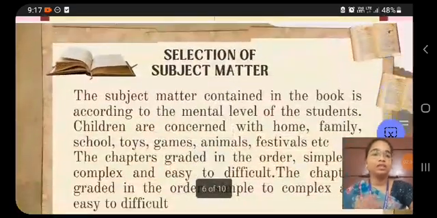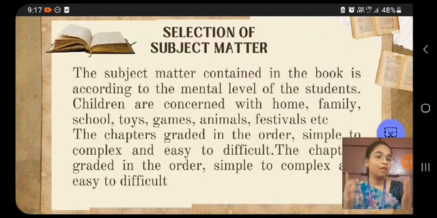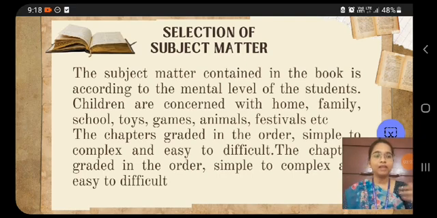And the next main thing is the selection of the subject matter. The subject matter contained in the book is according to the mental level of the students. School-going children will be concerned with festivals, toys, games, their home, family members, school, friends, everything like that. So in the lower classes, the subject matter will deal with these concepts only. But for higher standard students, we can add content like tales of action and dramas. Everything will be based on their needs and interest.